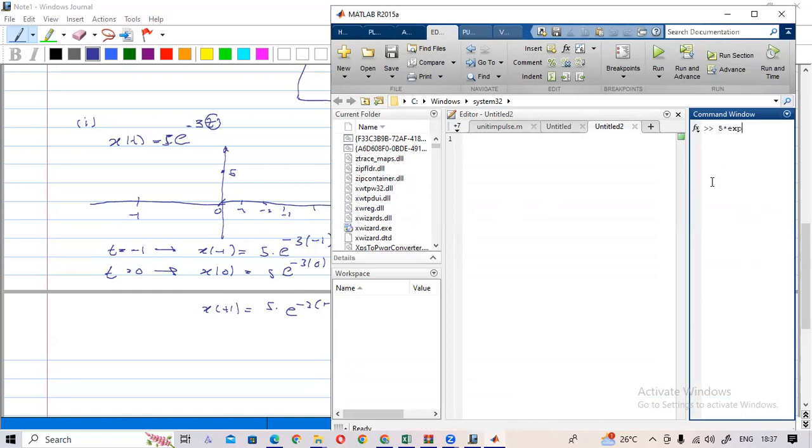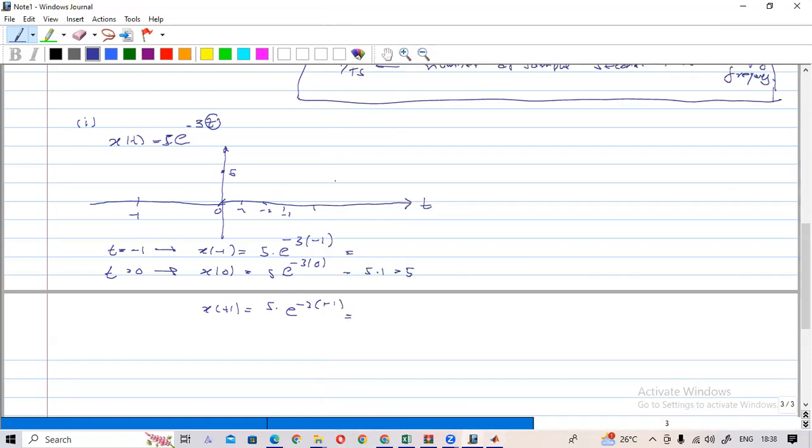Okay, exponential. This is e. This exponential means e. And I need to write this subscript. So it will be minus 1 minus 3 into minus 1, that will be plus 3. So if I put plus 3, then I can get the value. So this is the value, 100.4271. Okay, it's a big value actually.